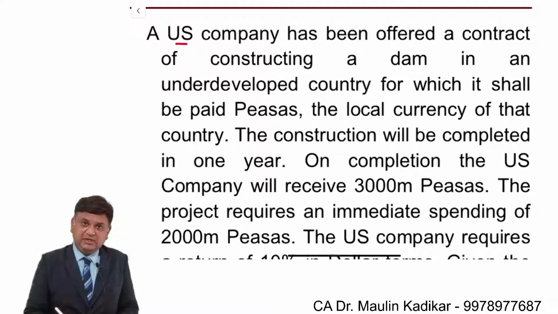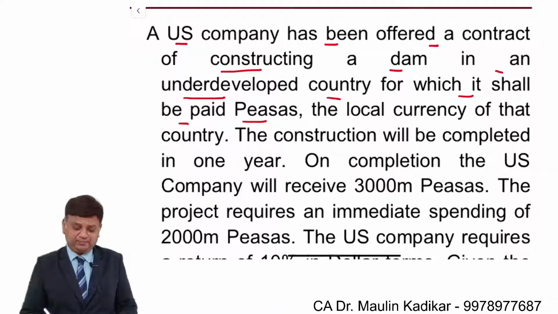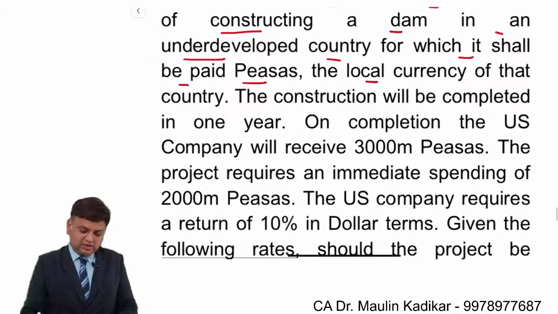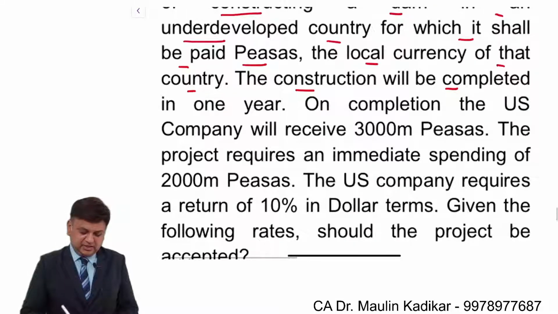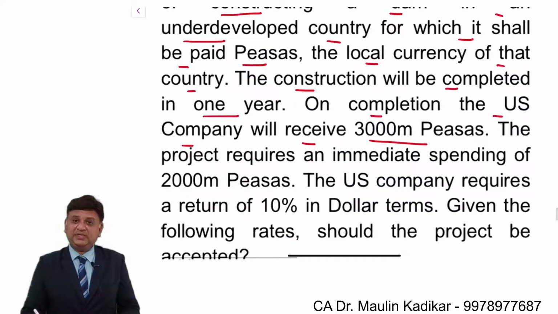A US company has been offered a contract for constructing a dam in an underdeveloped country, for which it shall be paid in pesos, the local currency of that country. The construction will be completed in 1 year. On completion, the United States company will receive 3,000 million pesos.